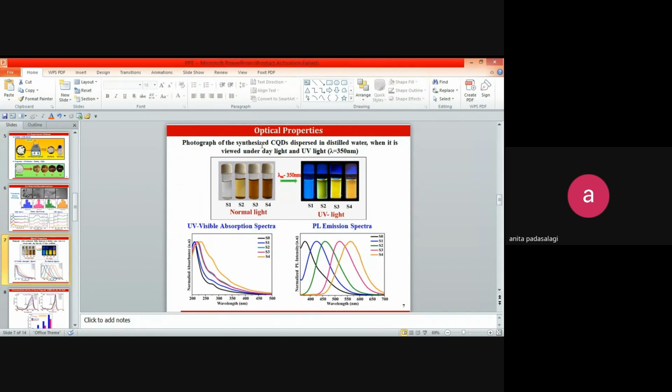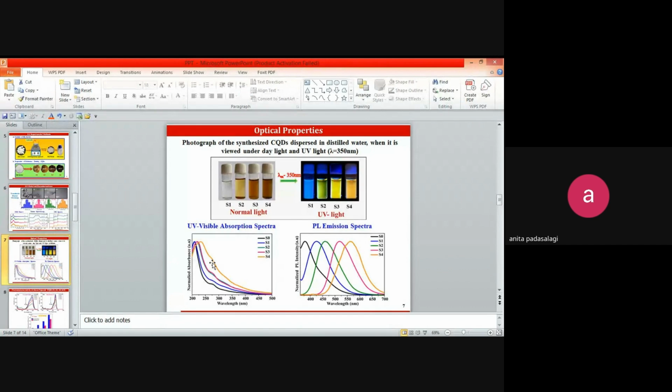These are the photographs of the synthesized carbon quantum dots. When dispersed in distilled water, they look colorless, pale yellow, dark yellow, and brown in color under normal light. When exposed to UV light, they show blue, green, yellow, and orange emission under the excitation of 350 nanometers. These optical properties were studied by using UV-visible absorption spectra and PL emission spectra.